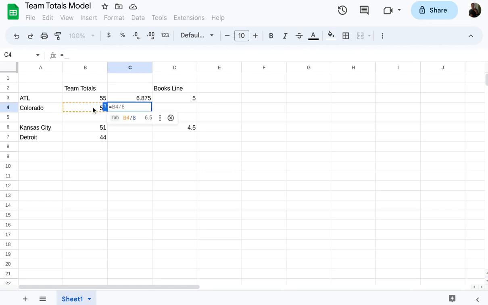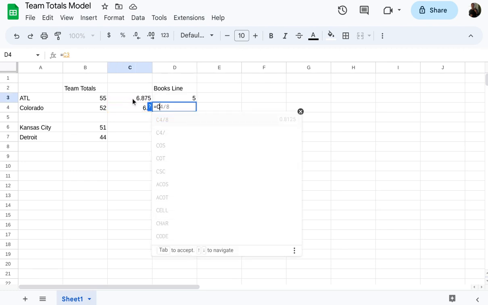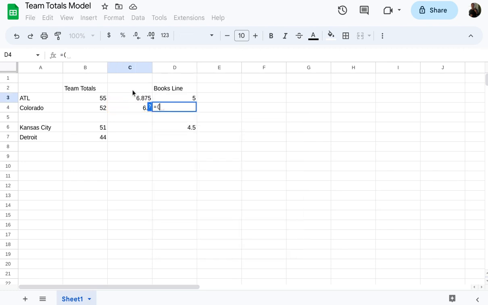So then we take that number divided by 8, and that gives us 6.5. Now, to get our final team total calculation for Atlanta, very simple. We're just going to add these two numbers up and divide by 2. And you can do this in Google Sheets very easy. This number plus this number, parentheses, divided by 2. So check this out. We have a team total calculation for Atlanta of 6.6.